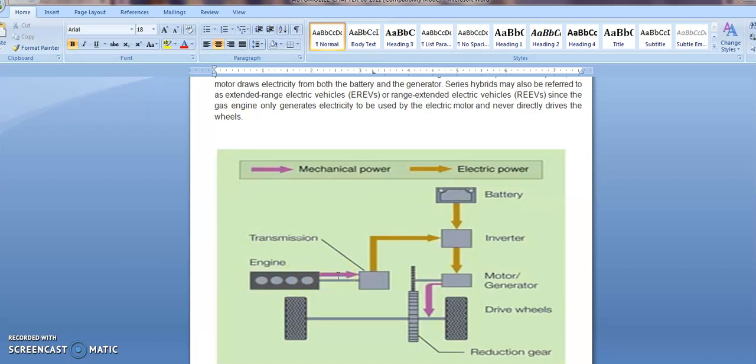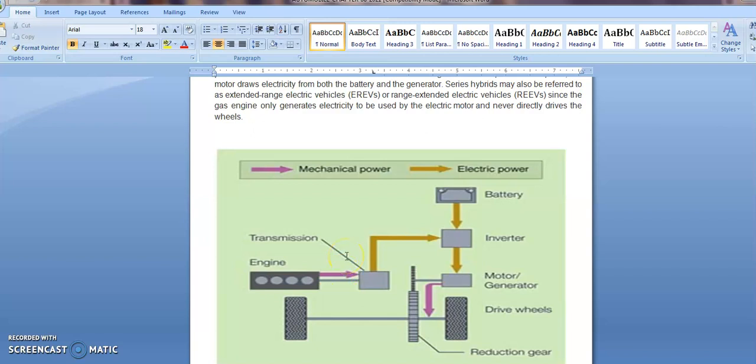That means, in other words, we can easily understand that we use the engine to rotate the generator, and that generator generates current, and that generated current we use to recharge the battery or to move the motor. So it is not directly fitted to the driving wheels.